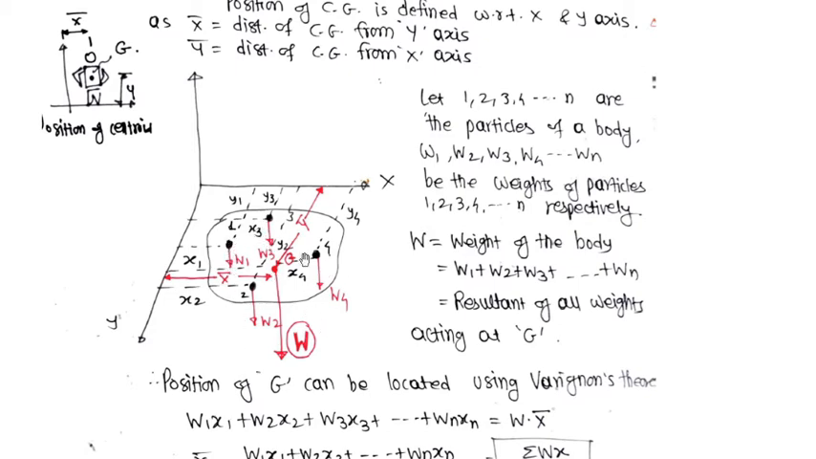Since center of earth is far away from the place under consideration, these forces or weights are forming a system of parallel forces, and hence if you add all these weights W1 plus W2 plus W3 up to Wn, you will be having weight of the body. So, this is capital W, weight of the body under consideration, equal to W1 plus W2 plus W3 plus up to Wn, and this is nothing but resultant of all forces acting through point G, where G is center of gravity.